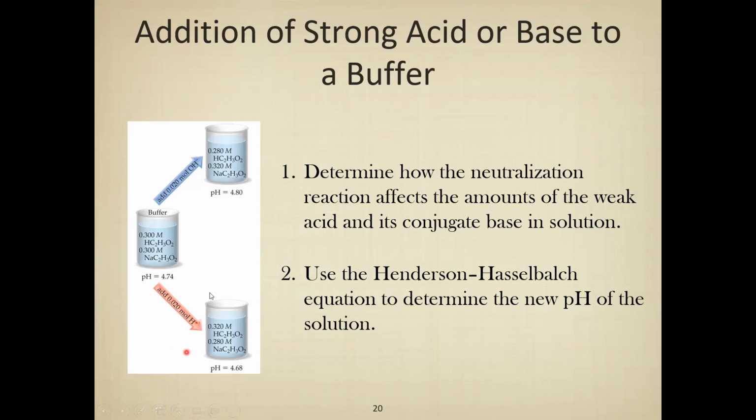And then with the opposite, with the addition of hydrogen ions, what we're going to see is that's going to react with the acetate from sodium acetate to give us more of that weak acid. Because of that, we're going to decrease the concentration of that acetate ion. And that's why we see here the pH decreases slightly in that case.